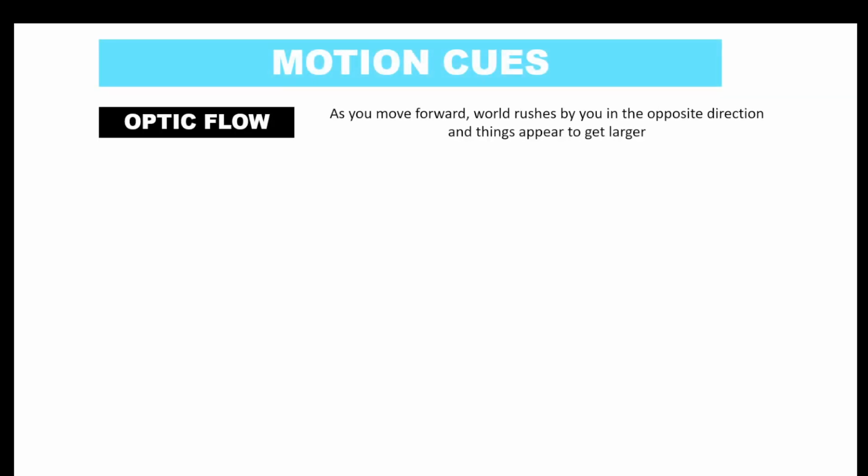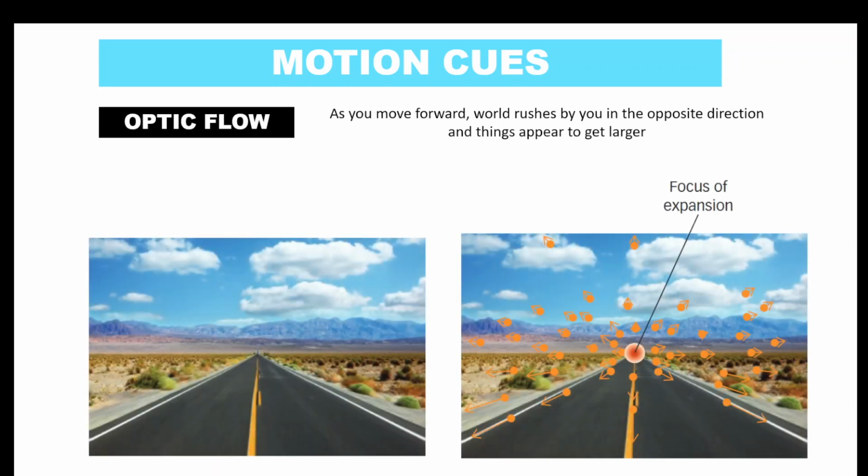Okay, so let's start with another cue, that is optic flow. Well, as you move forward, the world rushes by you in the opposite direction. Things appear to get larger and bigger, even if they appear small far away. So as you move closer to it, things appear to enlarge. Well, there's a road, and when I move forward, it appears the world is passing behind me from the thing I am focusing on. So that is optic flow.